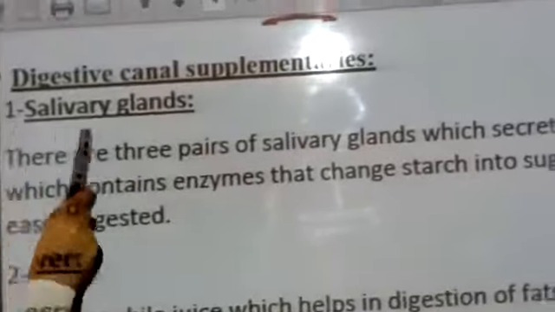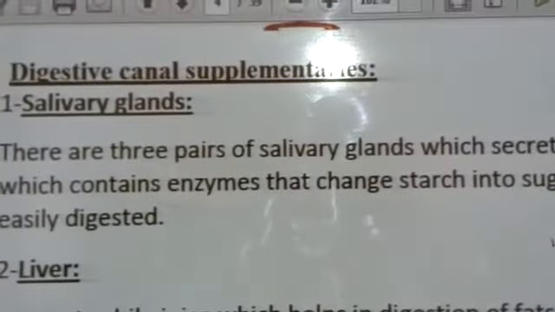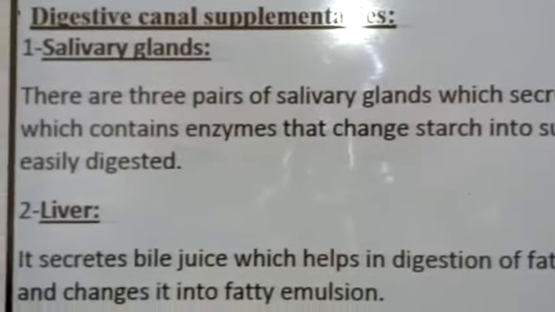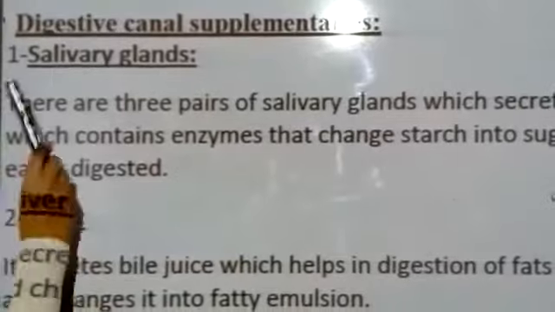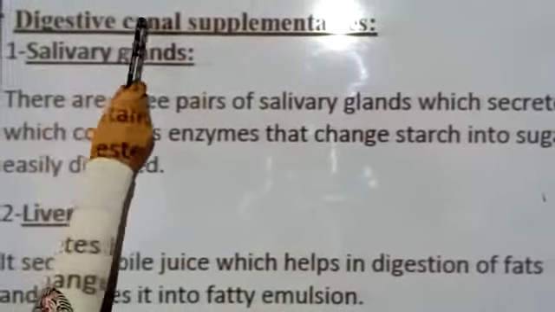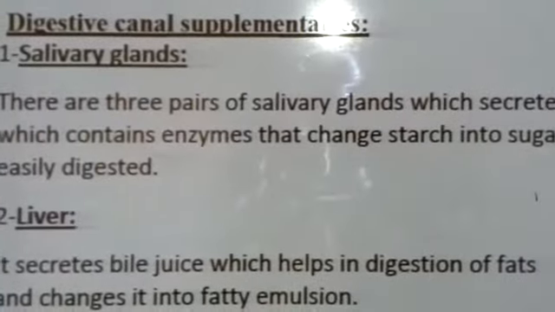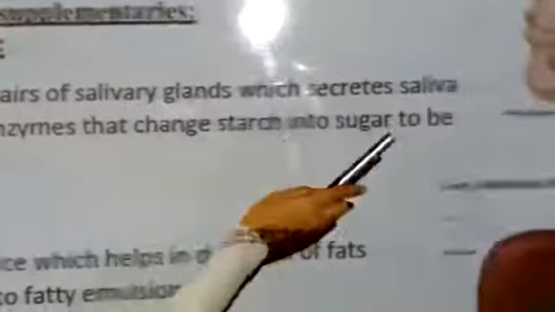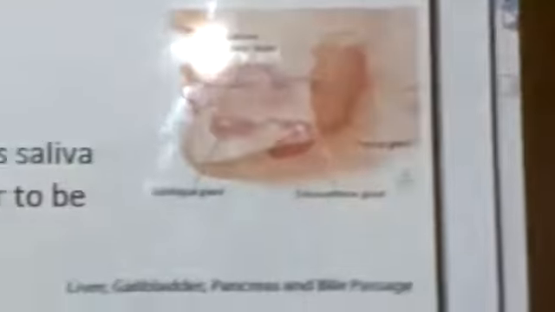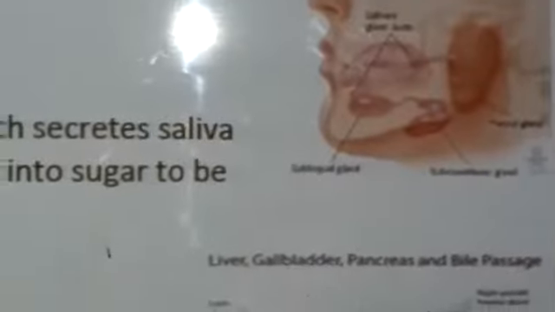Number 3, we have salivary glands. Inside the mouth, we have salivary glands. And as we said before, salivary glands form the digestive canal supplementaries. Where are the salivary glands? Here. There are the salivary glands. Here, here, and here. There are 3 pairs of salivary glands.